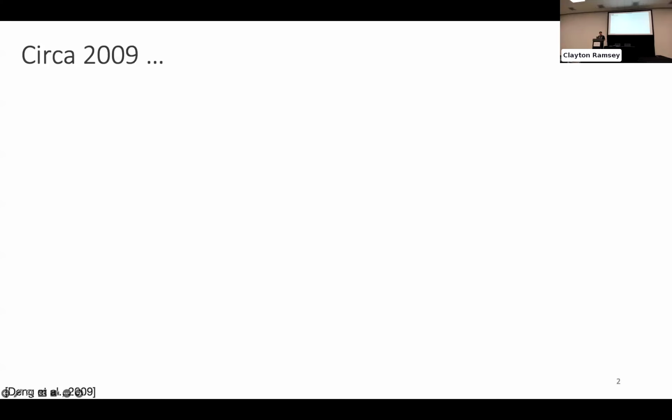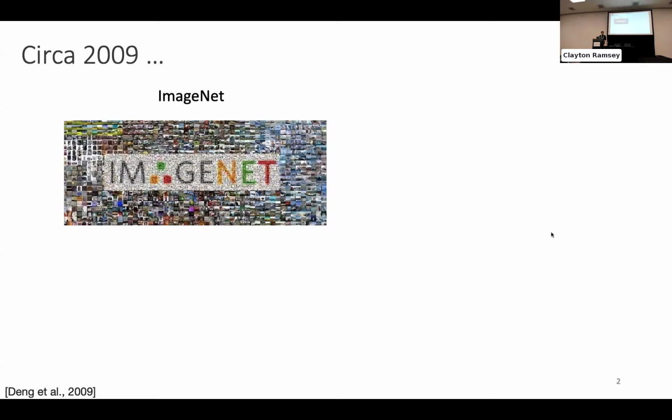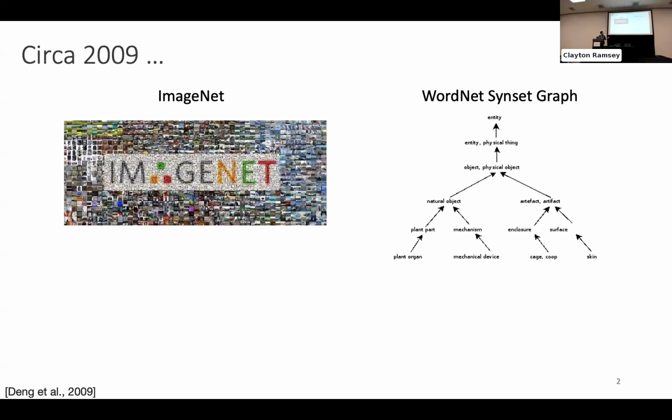I'm going to start with a story back in 2009. The computer vision community was grappling with scaling up image recognition, and a pivotal moment was ImageNet. It wasn't about just collecting more images. It was about what images to collect and how they were organized using the semantic hierarchy of WordNet synsets.